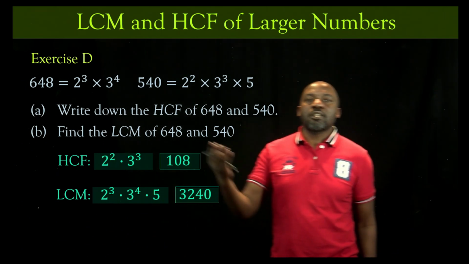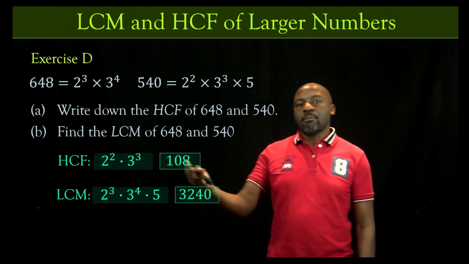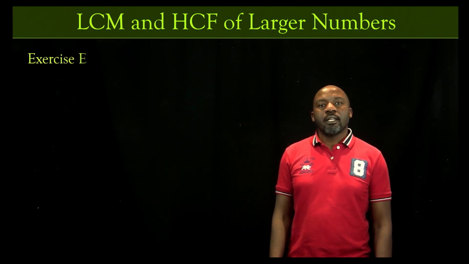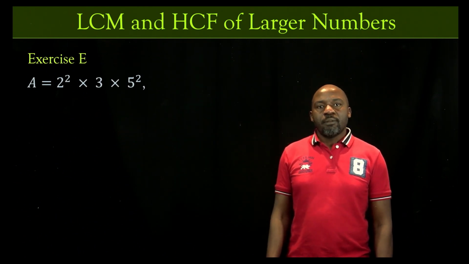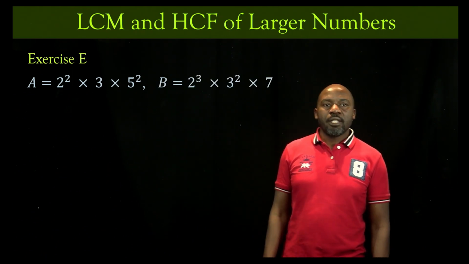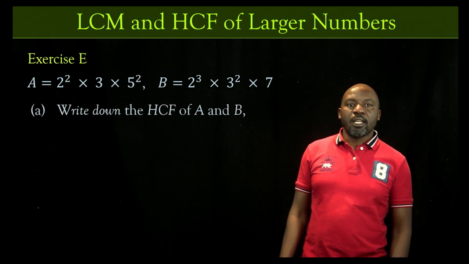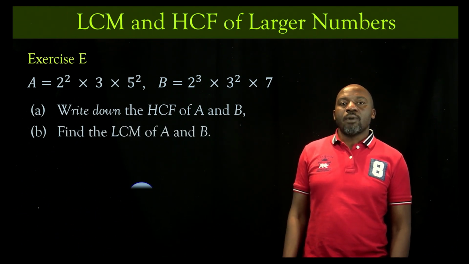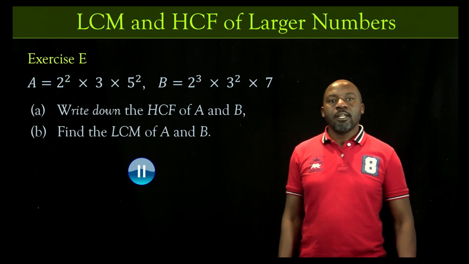So clearly, when we express each number as a product of their prime factors, it becomes much faster to find the LCM and the HCFs. Let's see another question, E. Number A is given by 2 squared times 3 times 5 squared. And the number B is given by 2 cubed times 3 squared times 7. The question is for you to write down the LCM and the HCF of A and B. Once again, pause the video and try to find the LCM and HCF of A and B.